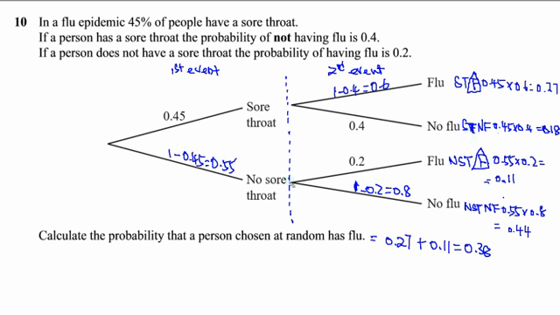This branch, from here to here, has no flu, so it shouldn't be included. So the answer is 0.38. That's it.